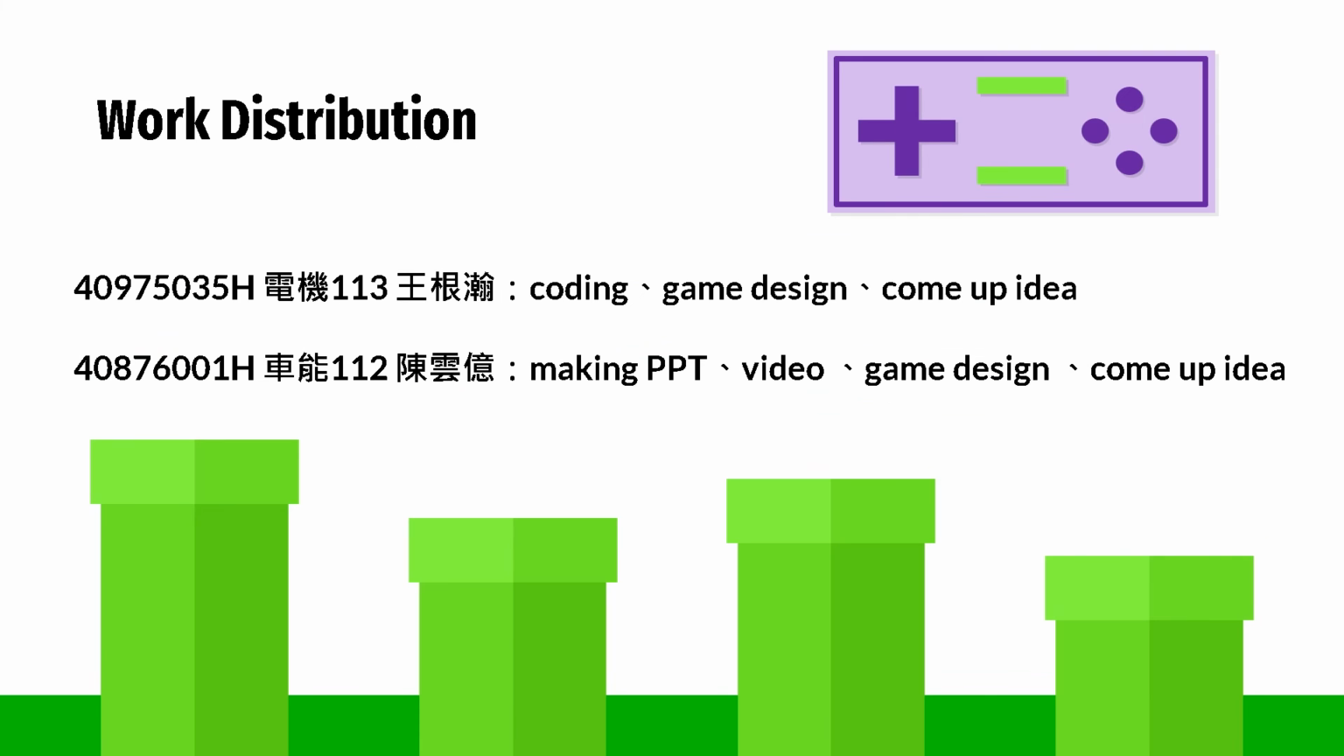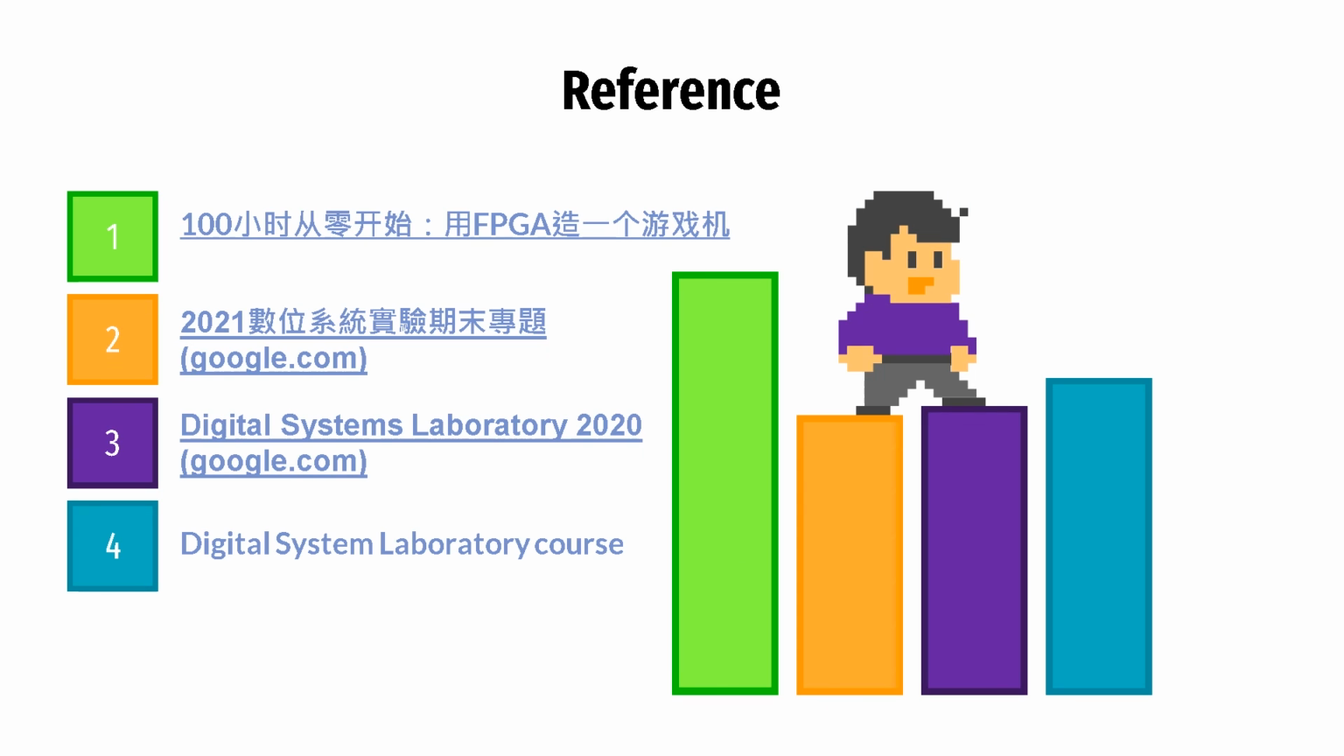This is our work distribution. The first member, Wang Genhan, is responsible for coding, game design, and coming up with ideas. The second member, Chen Yunyi, is making the PPT and videos, game design, and coming up with ideas. This is our reference: we referred to some video games and the 2021 and 2020 final projects of the Digital System Laboratory course. The report is finished.